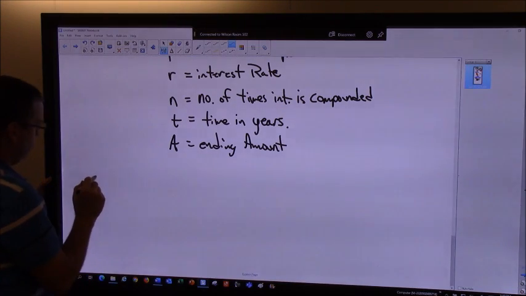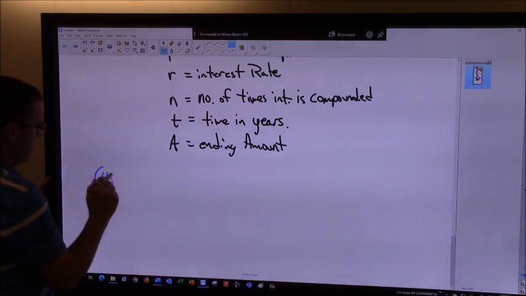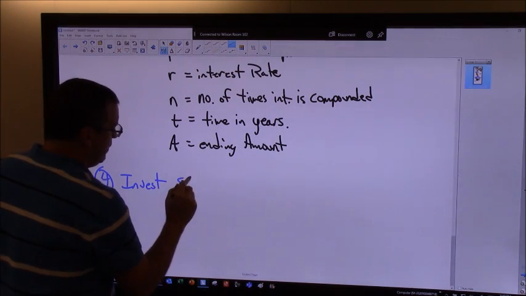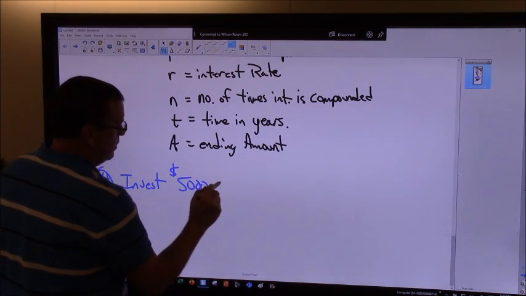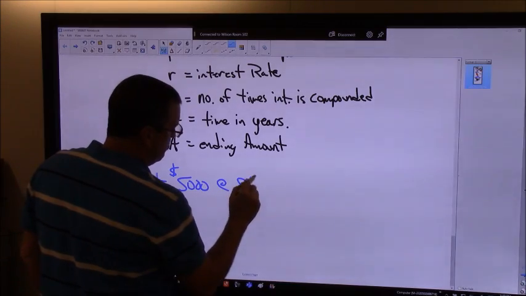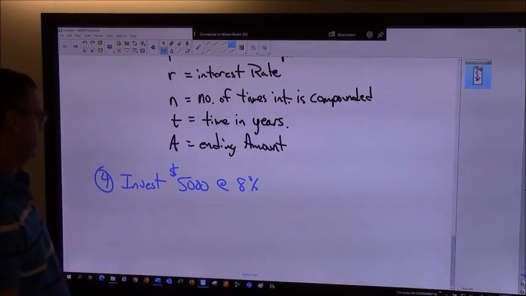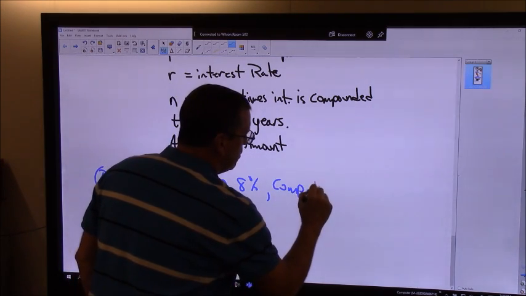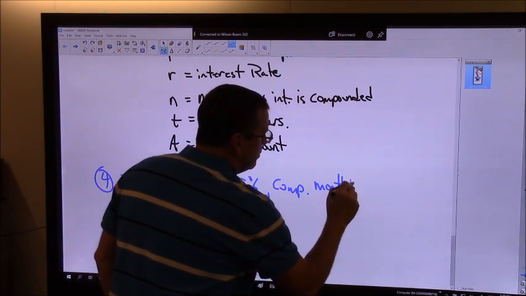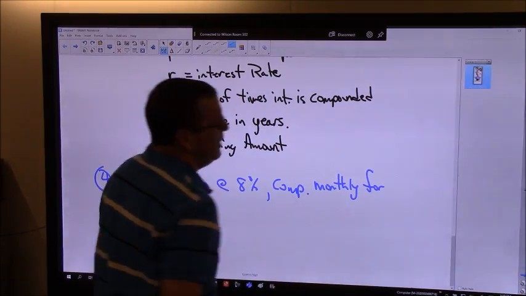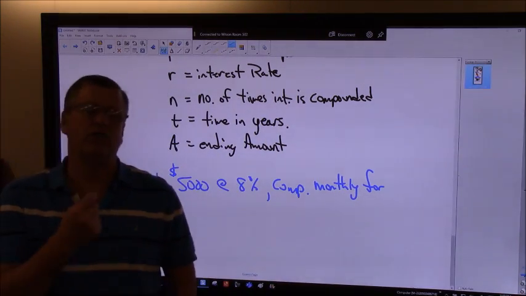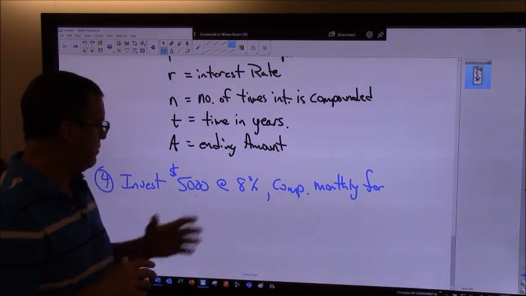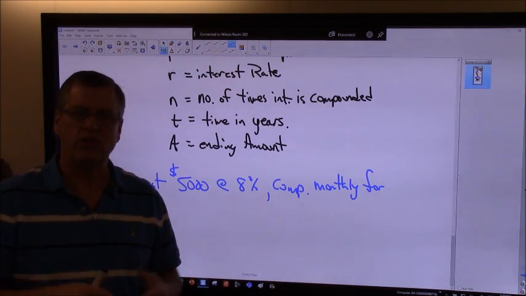So I want to, let's see, I'm on number 4, I think. I want to invest, let's say $5,000 at 8% compounded monthly for, these problems are always so boring in our book because they don't leave it there for very long, so you can't really see what happens to the money.